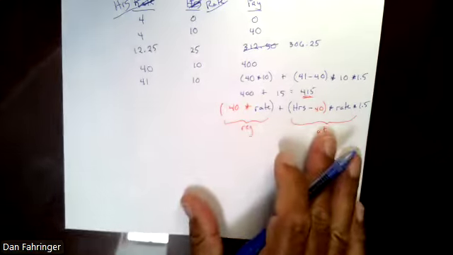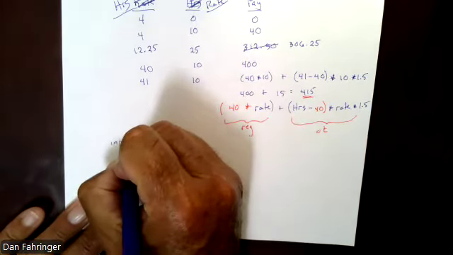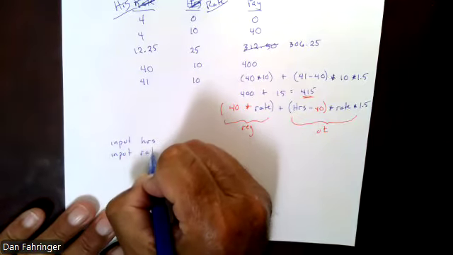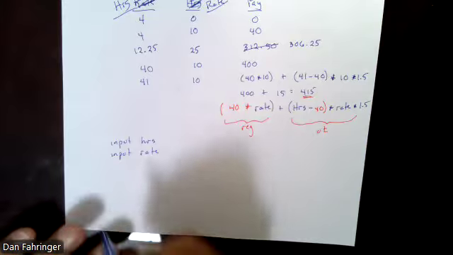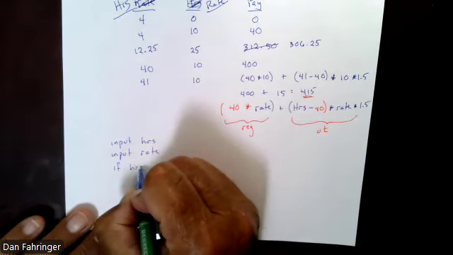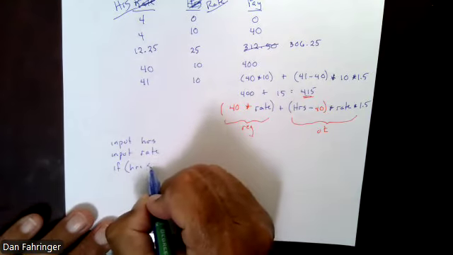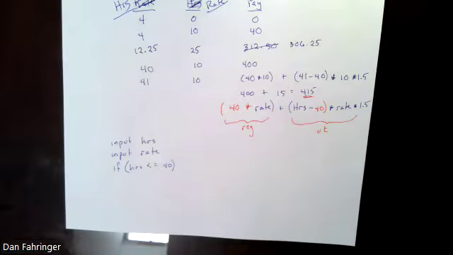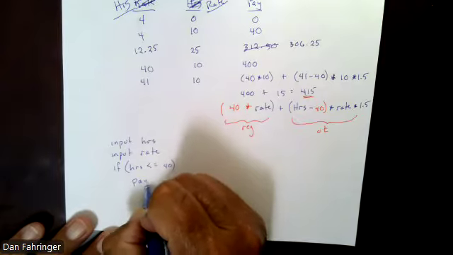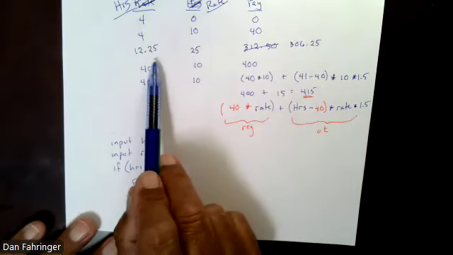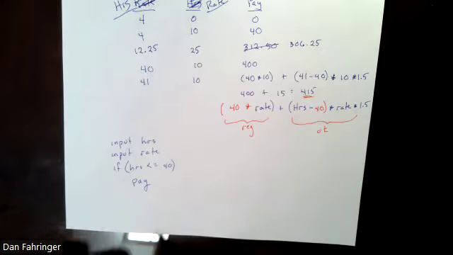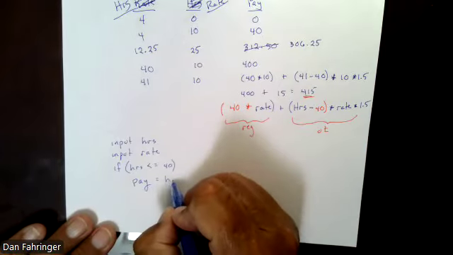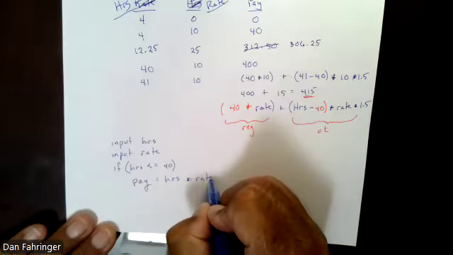So in here somewhere, I'm going to say input hours, input rate, and we like GUIs. So far, so good. If hours is less than or equal to 40, pay is going to equal, and that's what we were doing up here, we were just taking this times this. Pay is going to equal what? Hours times rate.